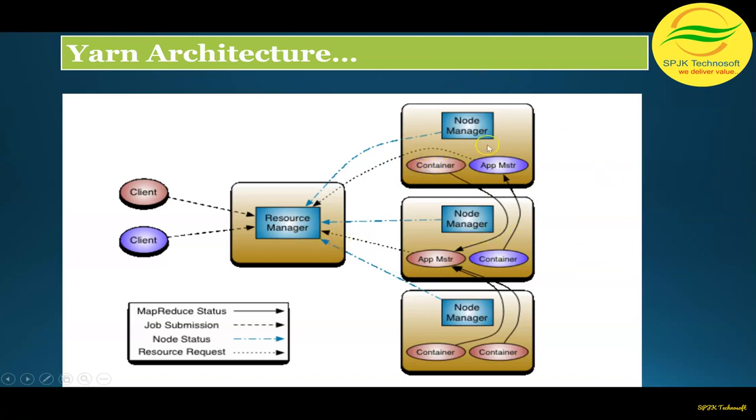So there are different data nodes, where we have different node managers performing the different tasks. And if you see the status here, the MapReduce status is marked with this arrow, job submission is the dashed one, node status is in blue, and then the resource request like this. So this is basically the YARN architecture in a pictorial representation.